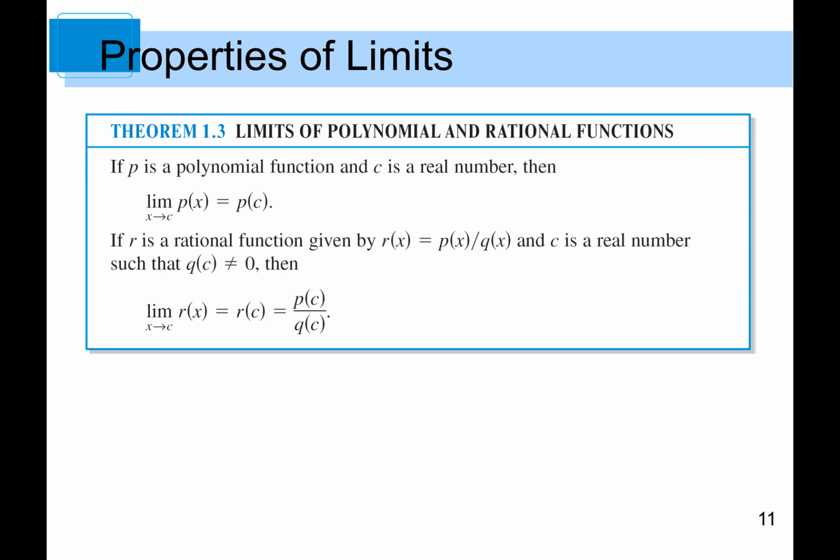So, limit of polynomial and rational functions. If p is a polynomial function and c is a real number, then the limit as x approaches c of p of x is equal to p of c. Replace x with c. If r is a rational function given by r of x equals p of x over q of x, and c is a real number such that q of c is not equal to 0, then the limit of r of x equals r of c. So replace x with c here, and it becomes p of c over q of c.